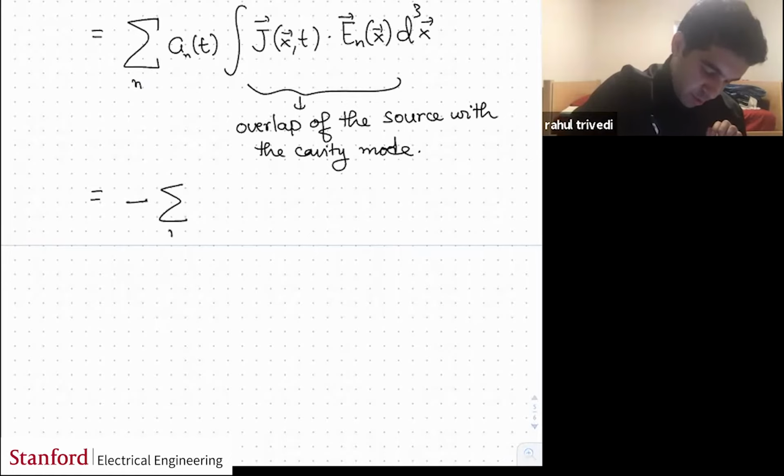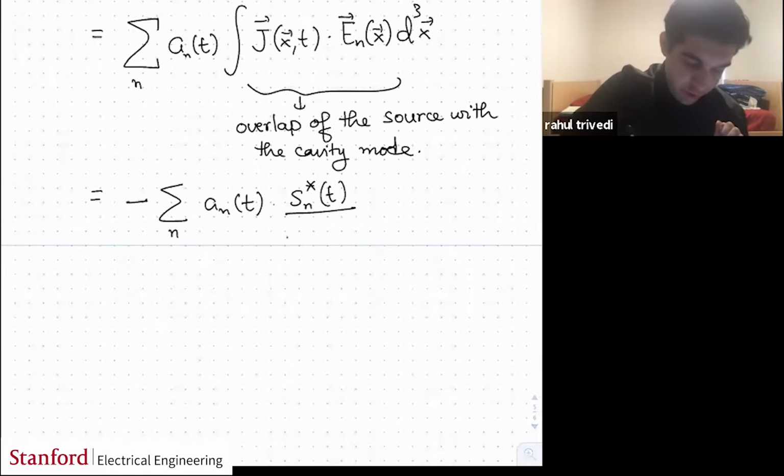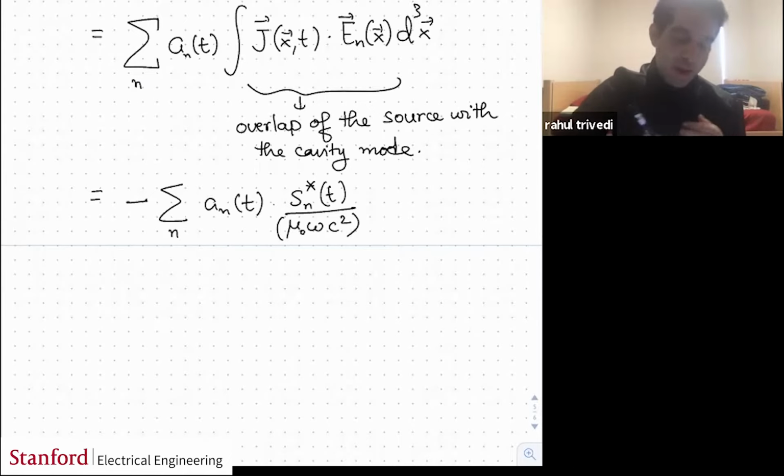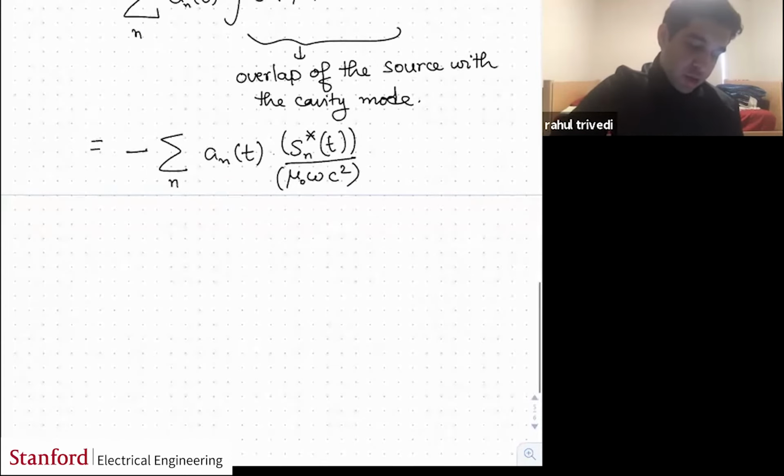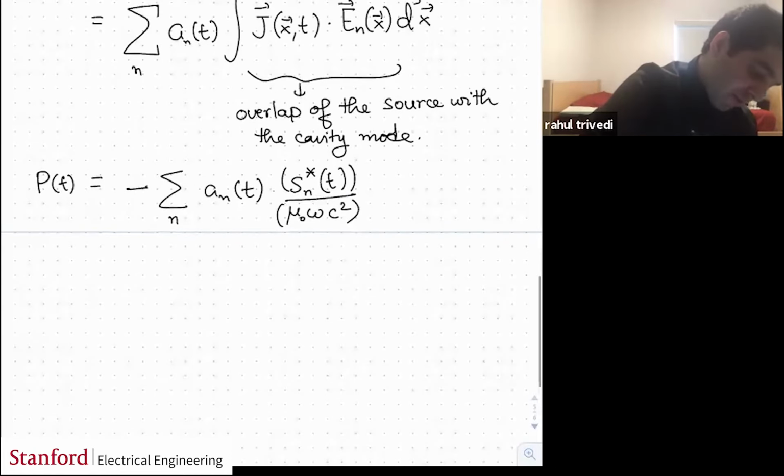So this just becomes a sum over n of a_n(t) times S_n star, so there's a conjugate happening, divided by mu naught omega c squared. So there is a normalization that appears. You can trace back a derivation of the harmonic oscillator to get this normalization precisely right, and it's also in the notes. But essentially, this integral is proportional to the source driving the nth harmonic oscillator. So this is the power, the instantaneous power. Remember, this power is a function of time.